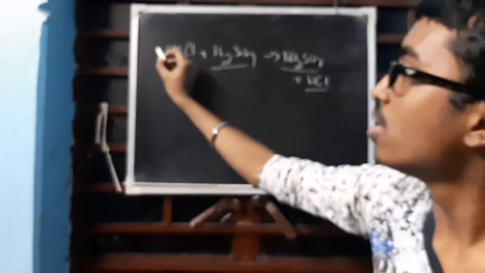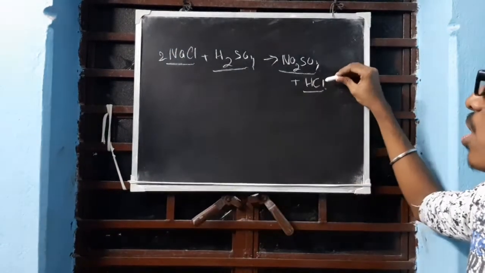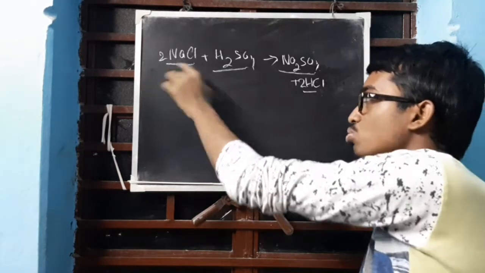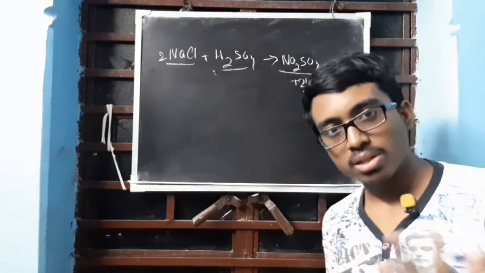How will it be balanced? Na is 2, so let's put a 2 over NaCl. How many Cl? 2 Cl. Is 2 Cl there on the other side? Let's put 2 on HCl. Done. Now we can infer that 2 moles of NaCl, or 2 molecules of NaCl, react with 1 molecule of H2SO4 to form 1 molecule of Na2SO4 plus 2 molecules of HCl. So from the chemical reaction, the molecular proportion of substances is 2, 1, 1, 2.